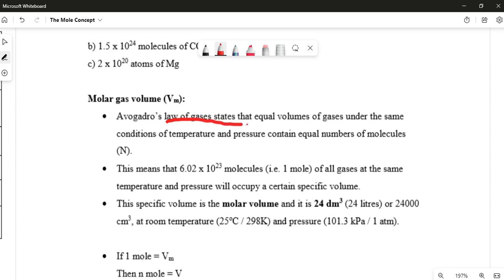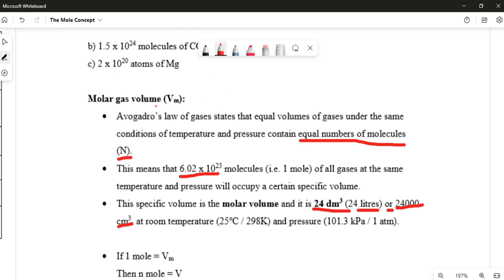Avogadro's law of gases states that equal volumes of gases under the same conditions of temperature and pressure contain an equal number of molecules, which is N. This means that 6.02 times 10 to the power 23 molecules of all gases at the same temperature and pressure will occupy a certain specific volume. This specific volume is the molar volume and it is 24 dm cube, or 24 liters, or 24,000 cm cube at room temperature and pressure.